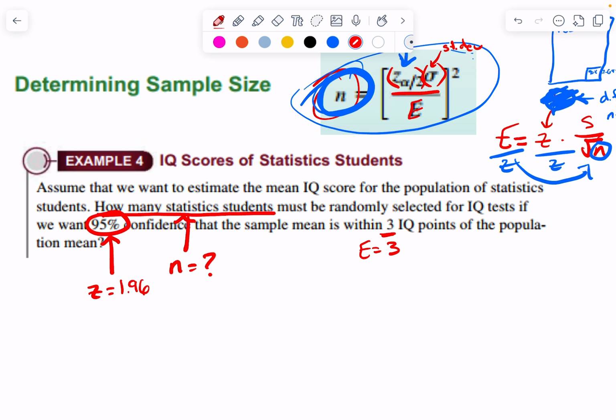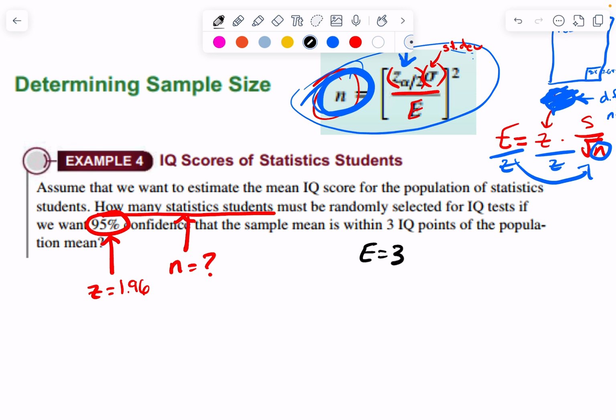When we did proportions, like percentages, and they said 3%, that meant my error was 0.03. This is just saying 3 IQ points. So we don't have to convert from a percent to a decimal. Your error is just going to be 3 when I plug it in.